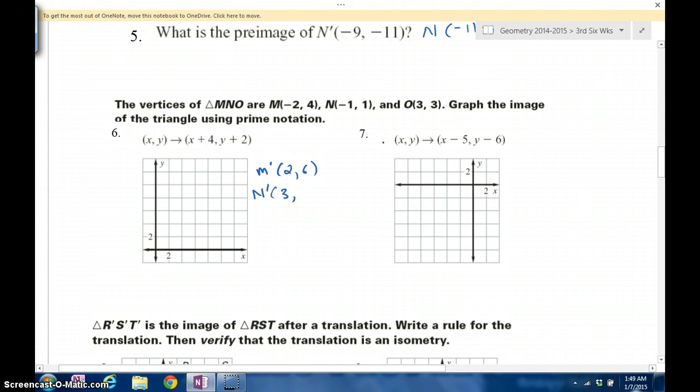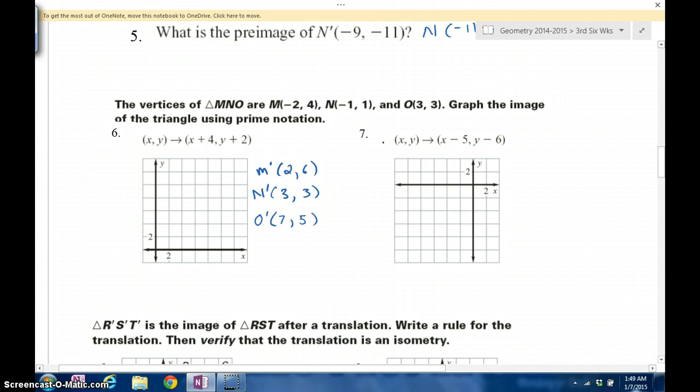And y, 1 plus 2, which would be 3. And then O prime will take 3 plus 4, which is 7. And then 3 plus 2, which is 5.